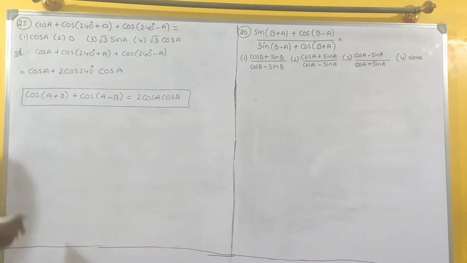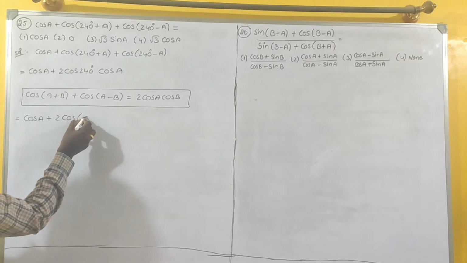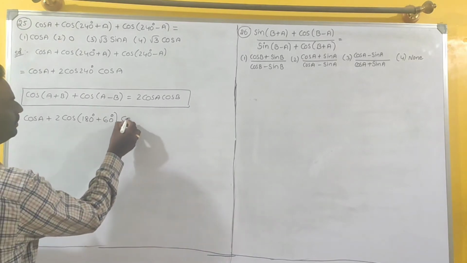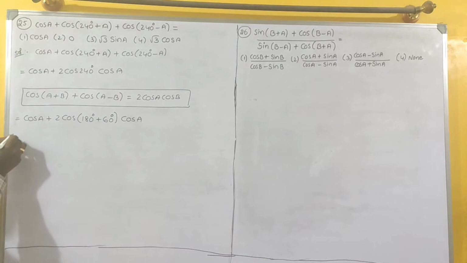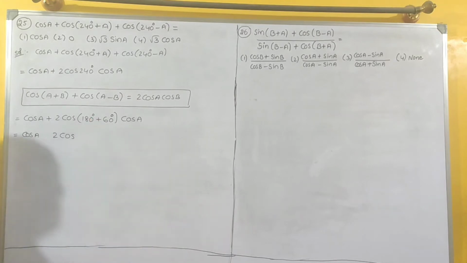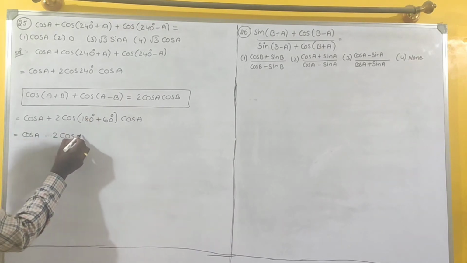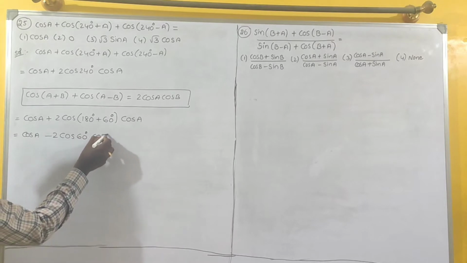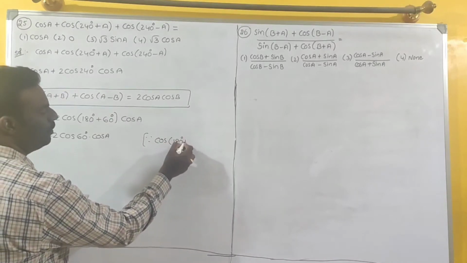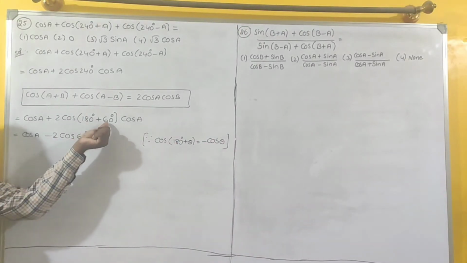That equals cos A plus 2 into cos 240, I can write as 180 plus 60, into cos A. That equals cos A plus 2 into cos of 180 plus, in the third quadrant cos is negative, cos of 180 plus theta is minus cos theta, into cos A. Since cos of 180 plus theta is how much? Minus cos theta. That's why minus. Theta means how much? 60.